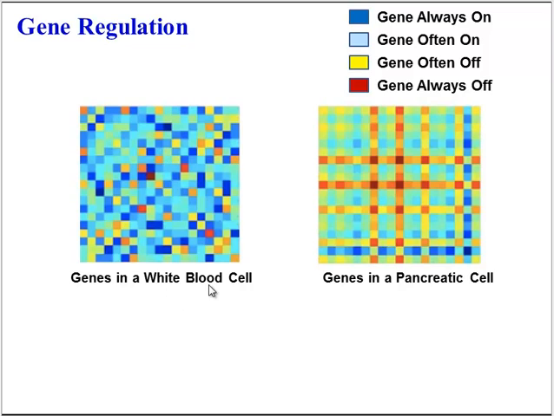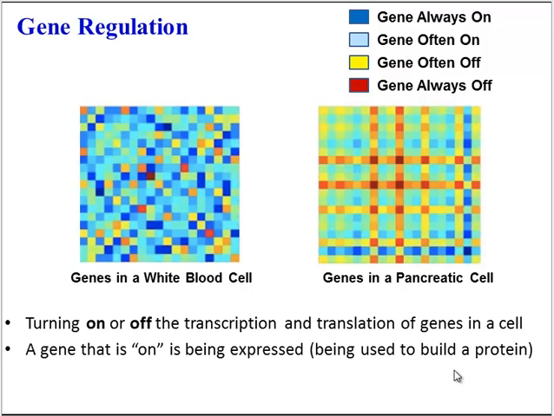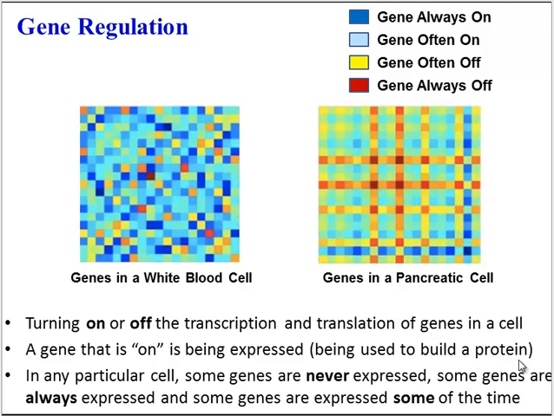So what's different about a white blood cell, or a pancreatic cell, or a bone cell, or a brain cell, is the genes that it is using to produce a protein. And this is gene regulation, turning on or off transcription and translation of genes. And another way of saying that a gene is turned on is to say that it is being expressed, being used to build a protein. And in any particular cell, some genes are never expressed, never turned on. Some are always on, and some are on some of the time.